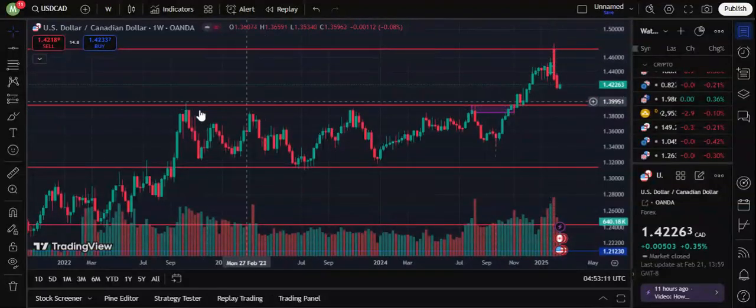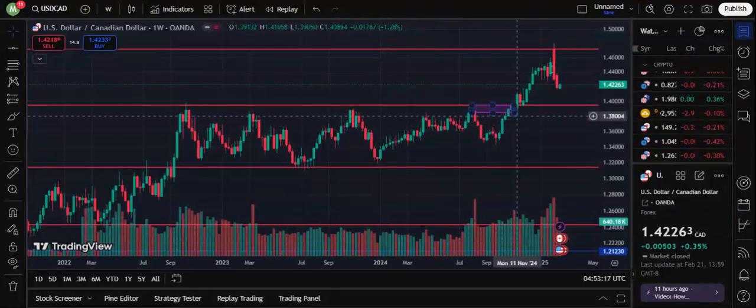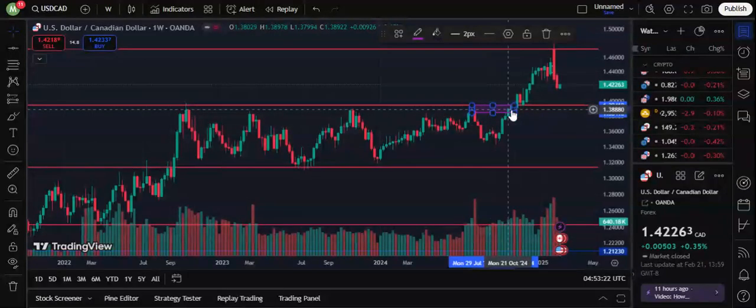So you can see that this was our resistance area on the monthly, and we were finding where our demand is, and we can see that demand is around this zone here. It's around this zone.